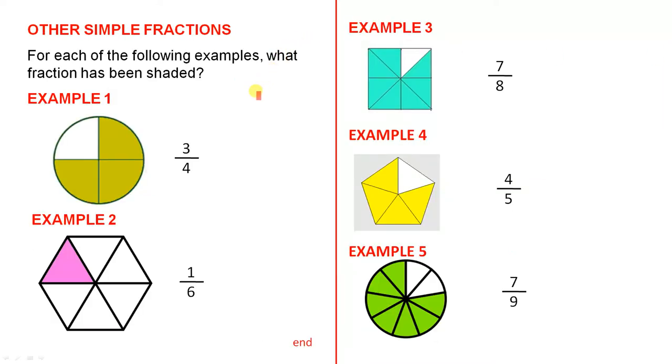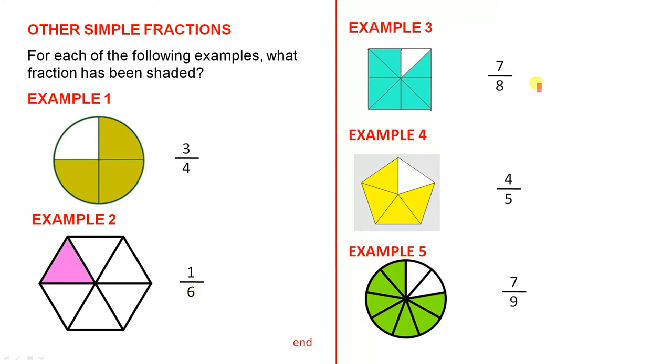Other simple fractions. For each of the following examples, what fraction has been shaded? So here we have a circle which is divided into 4 parts. That's the denominator. 3 parts have been shaded, so the answer is 3/4 of the circle has been shaded. For the hexagon, we have 6 parts, so that's the denominator. 1 part has been shaded, so 1/6 of the hexagon has been shaded.